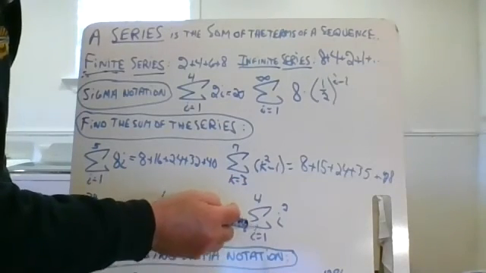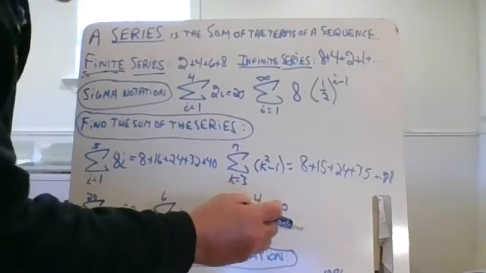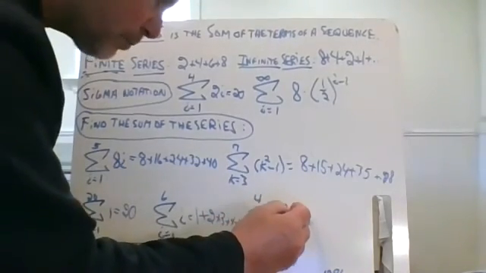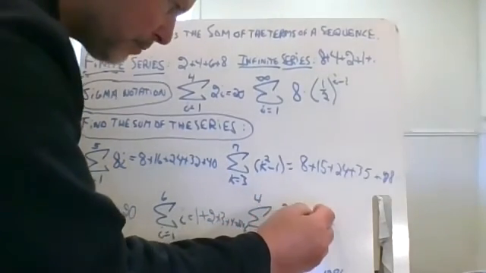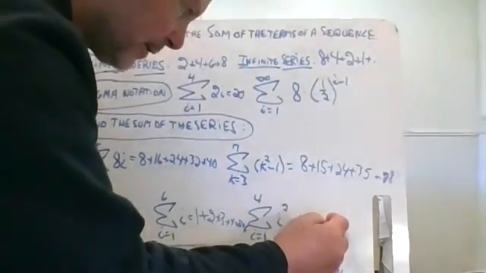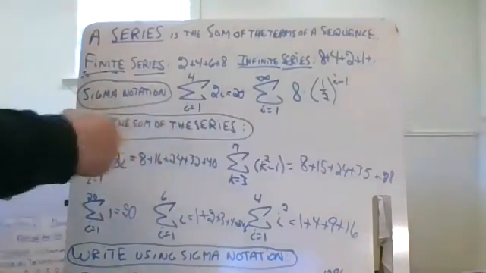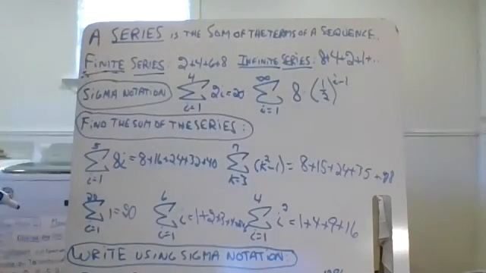This one is i equals 1 to 4 of i squared. So this is just going to be 1 squared plus 2 squared plus 3 squared plus 4 squared. And you're going to add them up. So these are the easy problems. You just generate those numbers and you add them up.